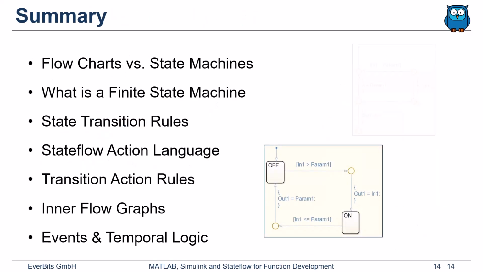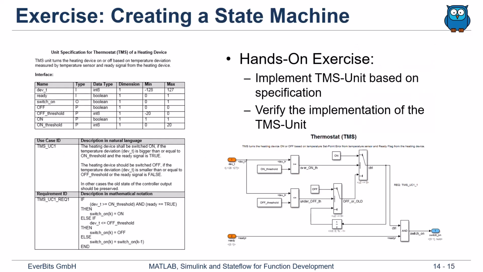In summary, we discussed the difference between flowcharts and state machines. Now you know what are the finite state machines. You know the state transition rules, the Stateflow action language, the transition action rules, and the inner flow graphs. You also know what events and temporal logic should not be used. So let's go to our example and implement the state machine in Stateflow.